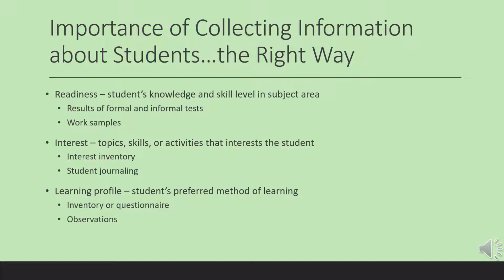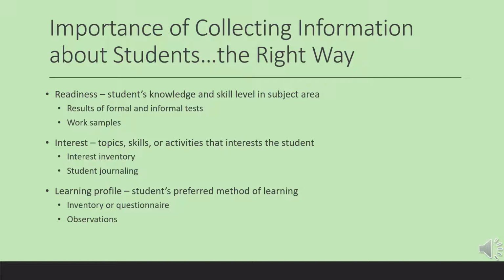Meyer, Rose, and Gordon, the authors of Universal Design for Learning, Theory and Practice, outline three areas that should be covered when getting to know your students: readiness, interest, and learning profile. Readiness refers to the student's knowledge and skill level in a given subject area. Teachers can use formal and informal tests, work samples, academic records, student self-reports, and KWL charts to determine their students' readiness.